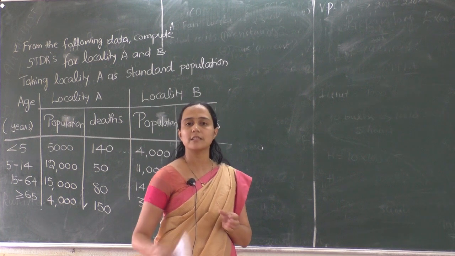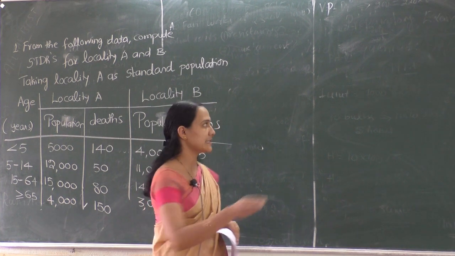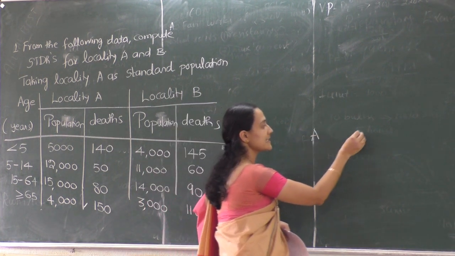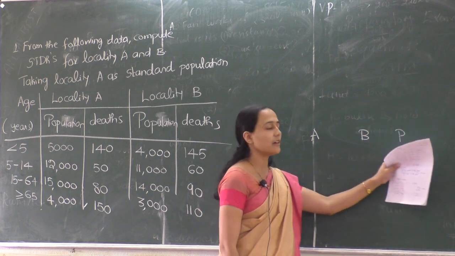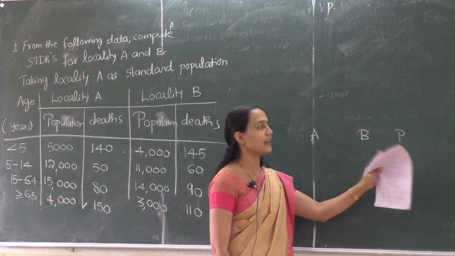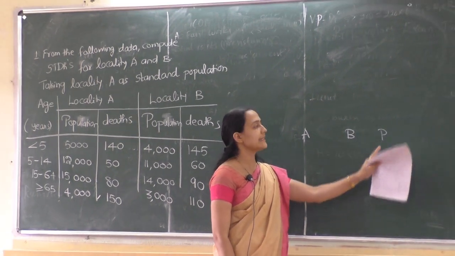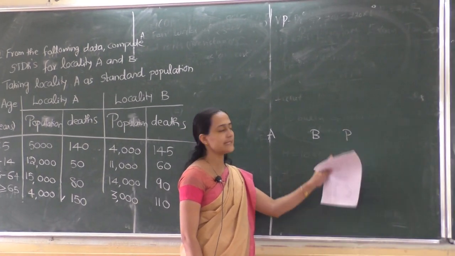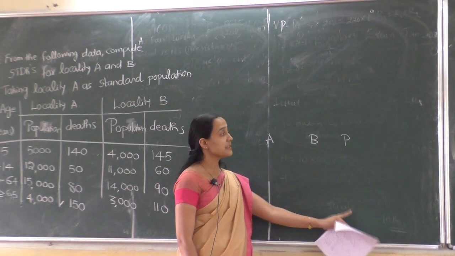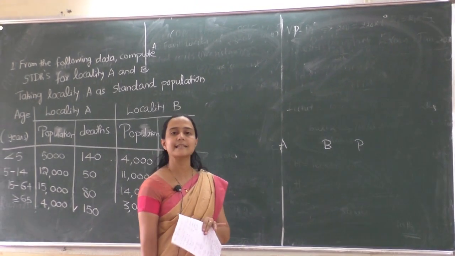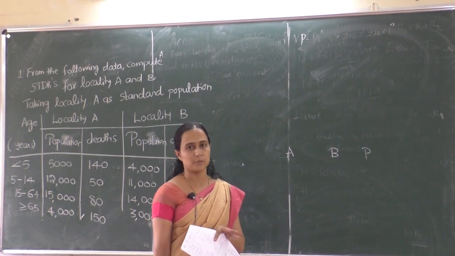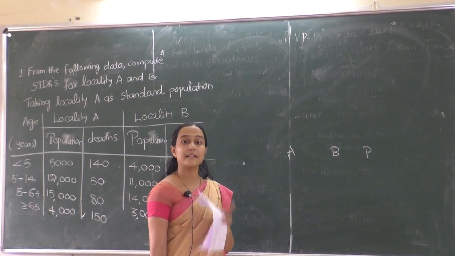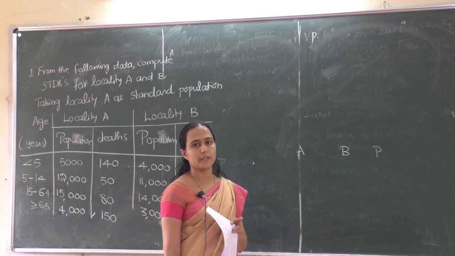Suppose the age specific death rate of the first population is denoted by A, the second population by B, and the standard population is P. Then one column for P into A, one column for P into B, next sigma PA by sigma P, and sigma PB by sigma P. Whichever STDR is less, that is considered the healthier population. So that was the first type of problem, and it is very important.